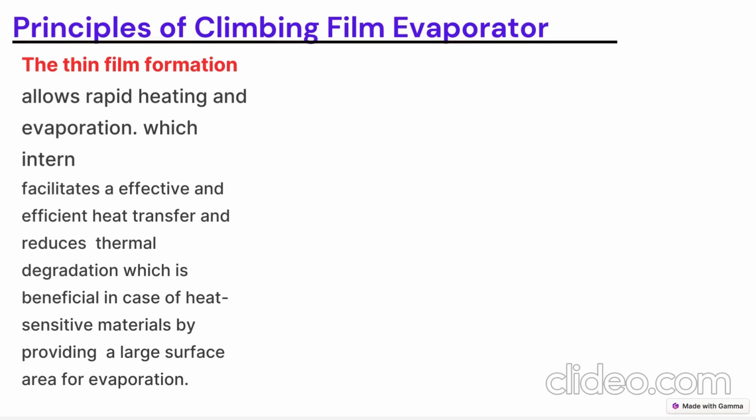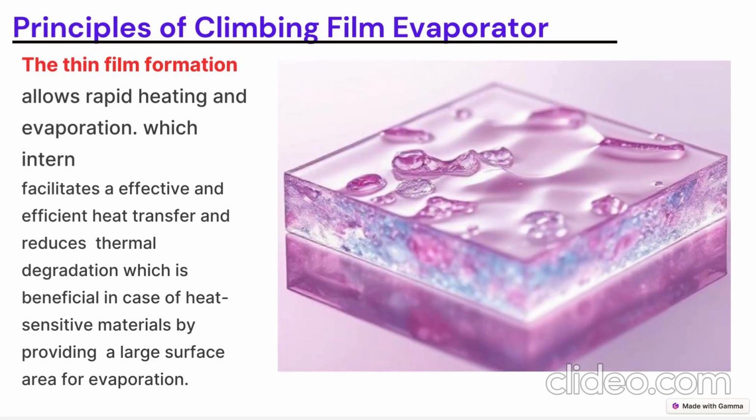The thin film formation. Due to formation of thin film, it allows rapid heating and evaporation, which in turn is also beneficial for efficient heat transfer and reduces the thermal degradation of the products. So it is very beneficial in case of heat sensitive materials, that is the materials or samples which get degraded due to increase in temperature or heat, and it also provides a large surface area for the evaporation process.